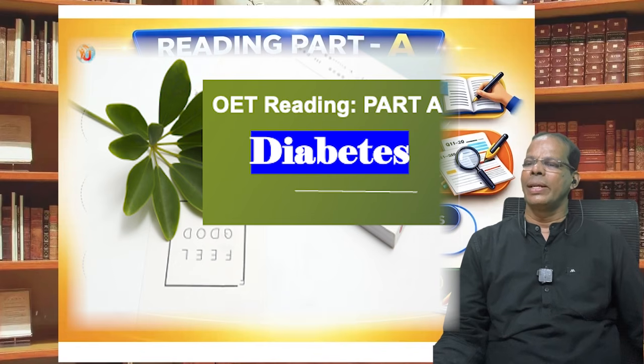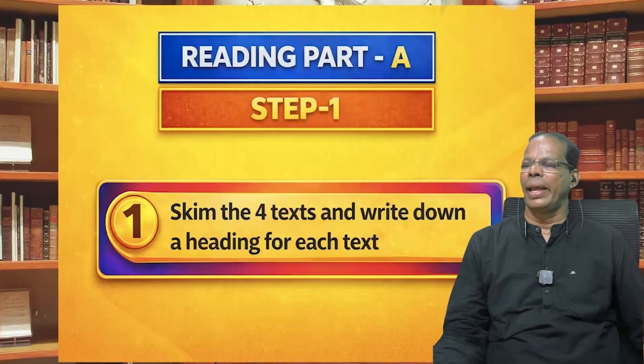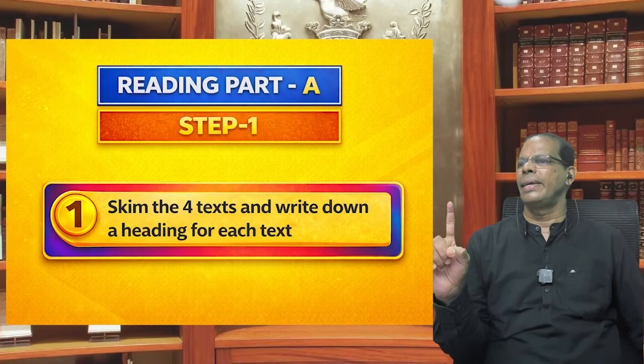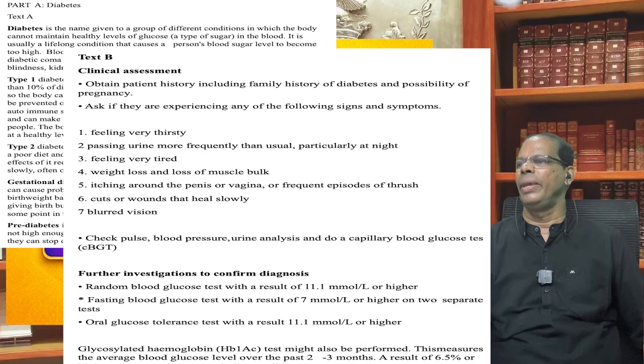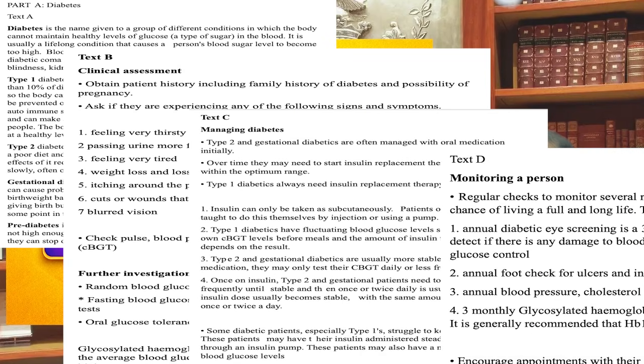Reading Part A, Step 1: skim the 4 texts and write down a heading for each text. Skimming for 4 text headings. First one, text headings given for text A, B, C and D. Most of the texts given to you will have a heading for each text. There will be a common heading, then text A, text B, text C and text D will each have separate headings.